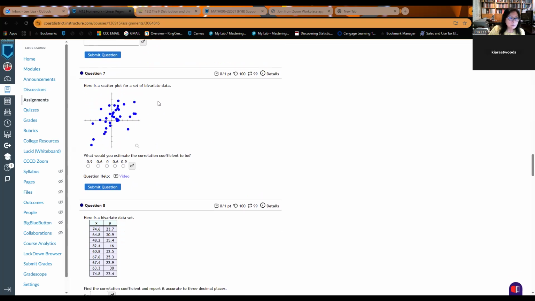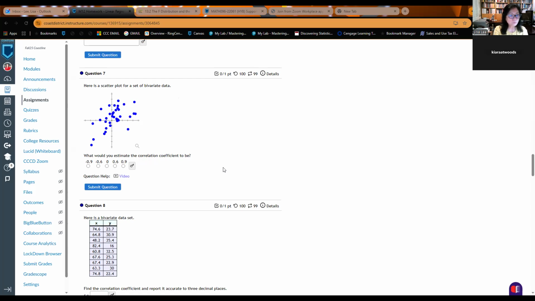Here is a scatter plot for a set of bivariate data. Because we have 2 sets of data, X and Y, that's why they use that word. What would you estimate the correlation coefficient to be? Another estimation question. Give it a try. Now you should have a better view to see this.